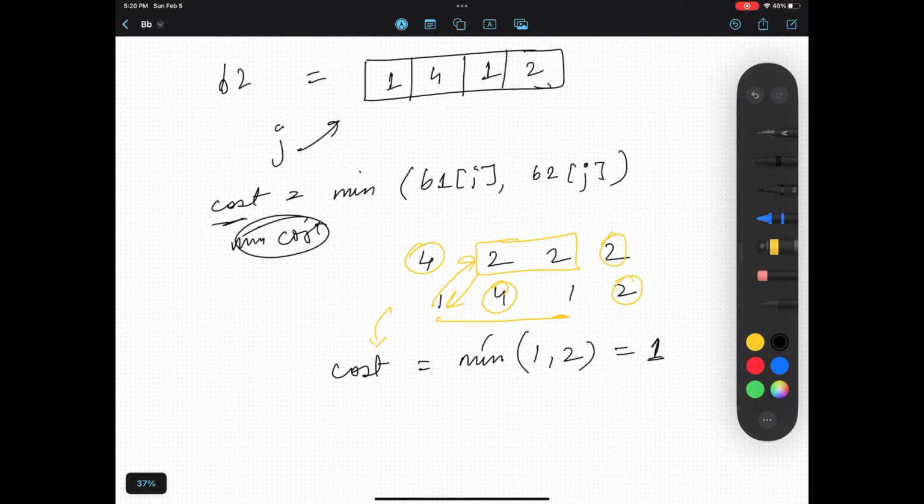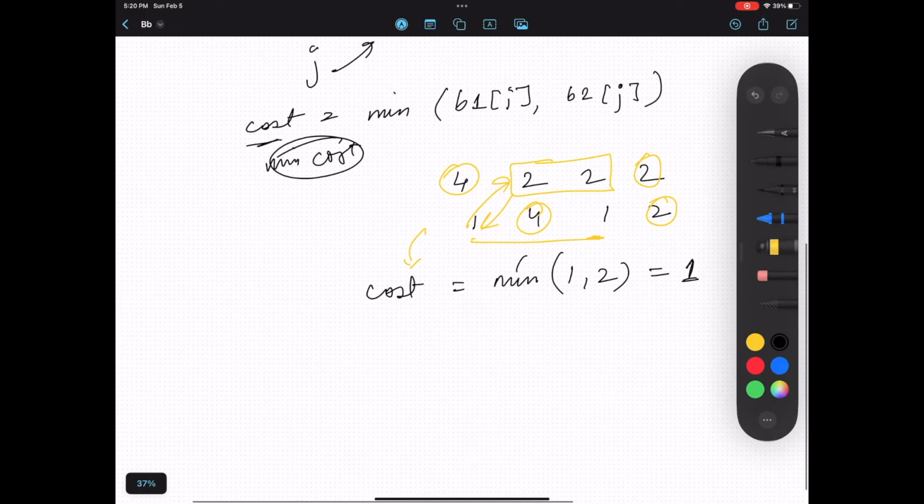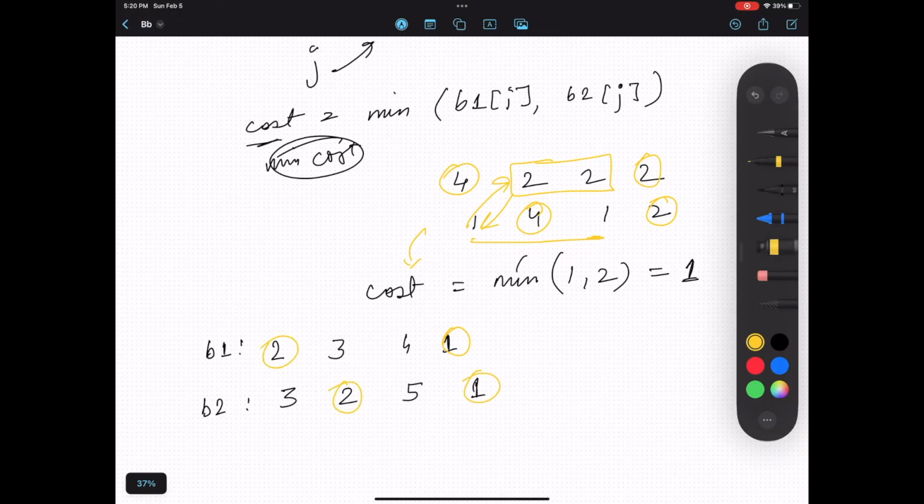Now take a look at the second example, which is 2 3 4 1. This is basket 1, and basket 2 is 3 2 5 1. Again 1 and 1 are the same, that is fine. 2 and 2 are the same, that is also fine. 3 and 3 are the same, that is also fine. But there is a 4 in B1 and a 5 in B2, so there is no way to do that. So here our answer would be -1.